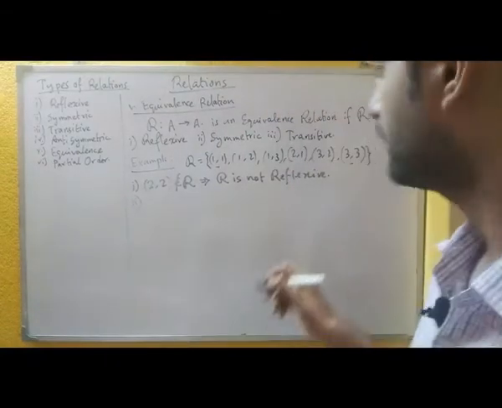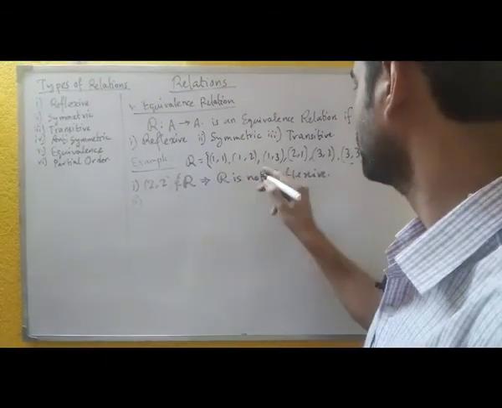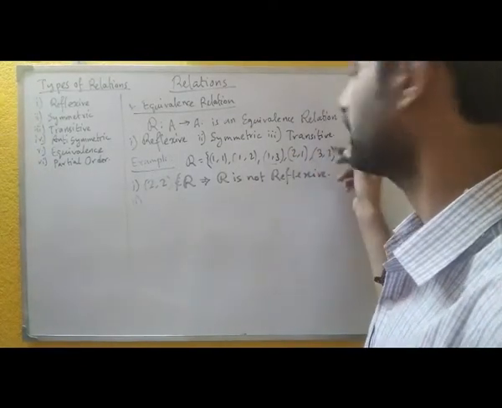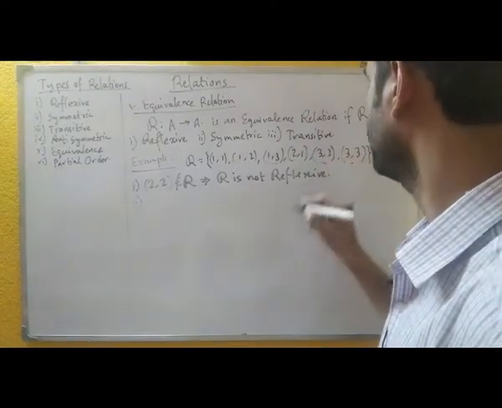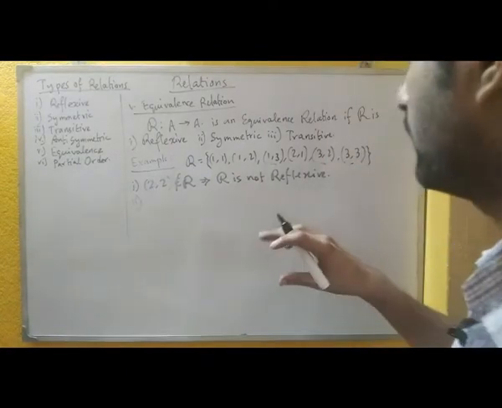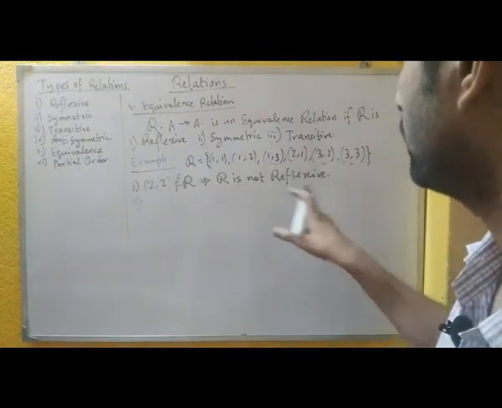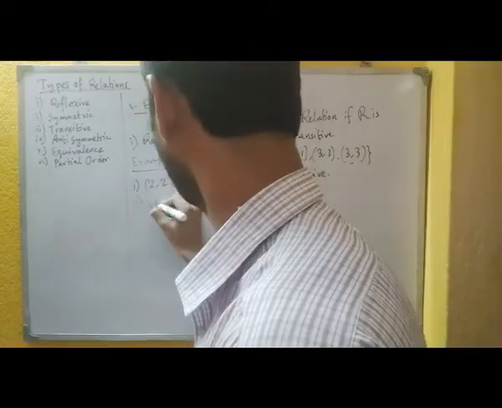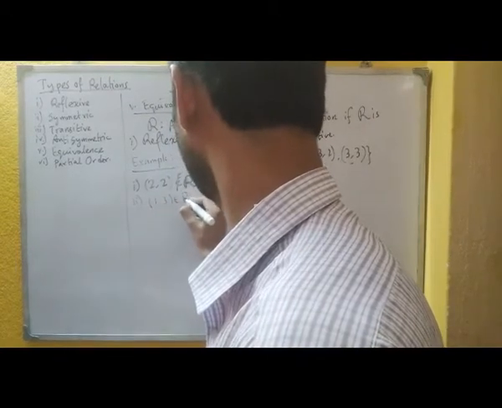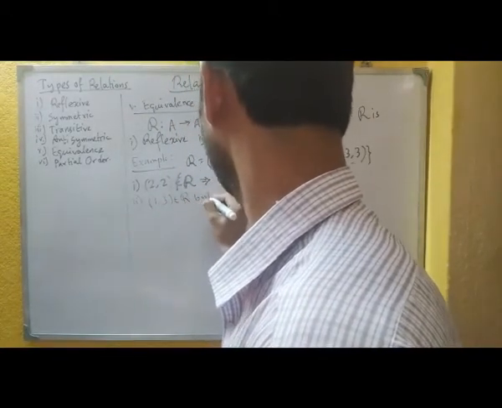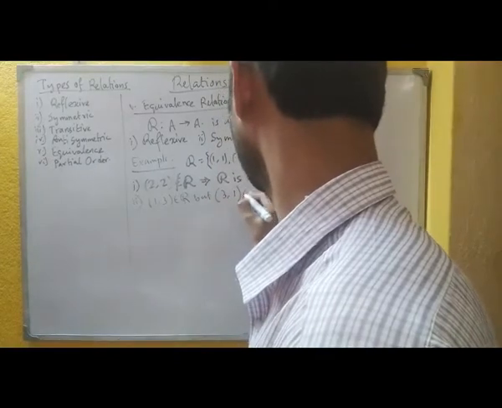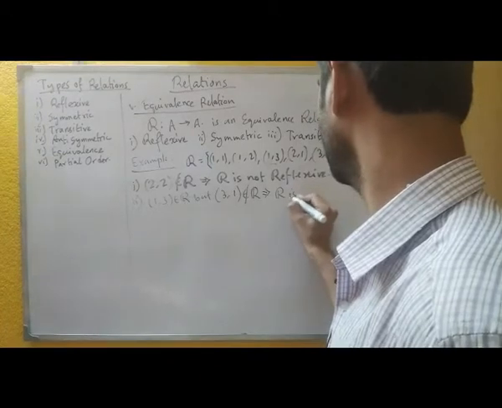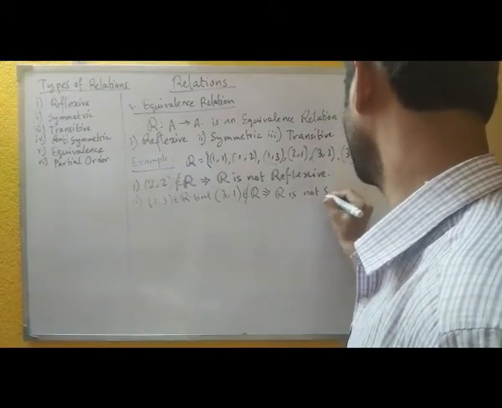Number 2, we check the symmetry. Again, here you see that (1,3) is there, but (3,1) is not there. Or you can say (3,2) is there, but (2,3) is not there. So the reverse order for some elements like (1,3) and (3,2) are not in the set. So here we can say (1,3) belongs to R, but (3,1) doesn't belong to R, and this implies that R is not symmetric.